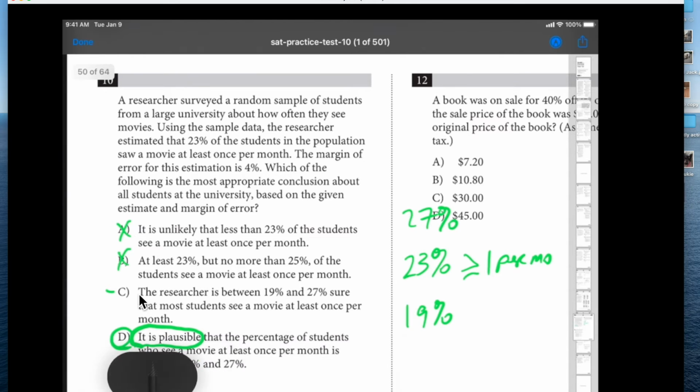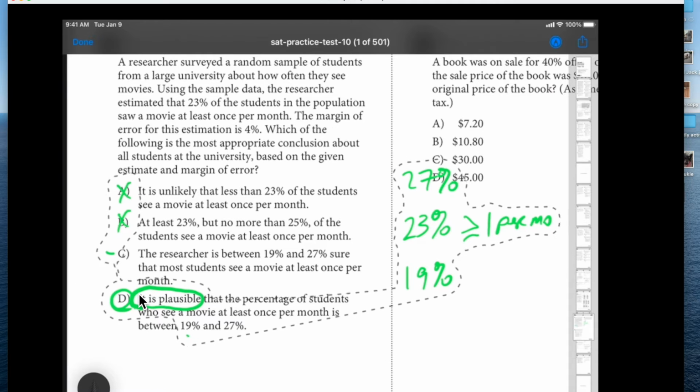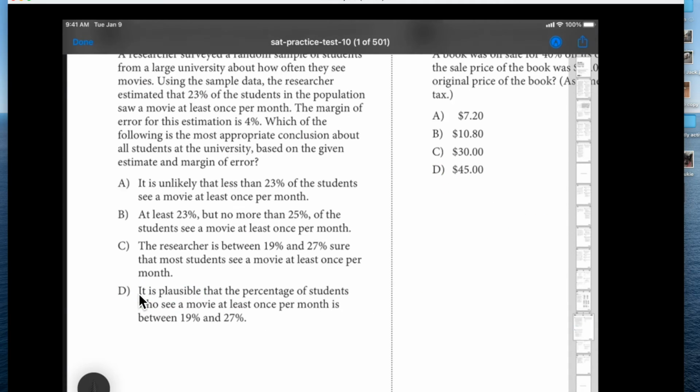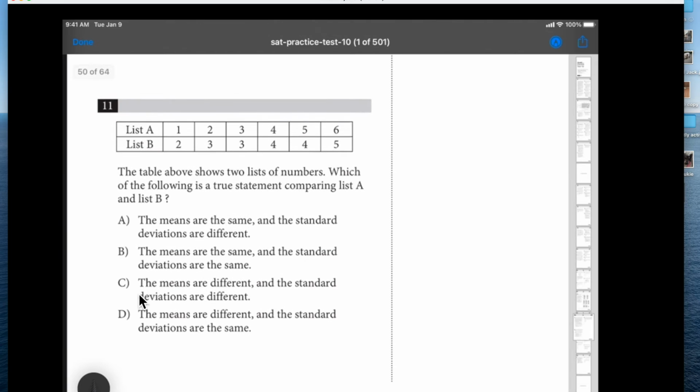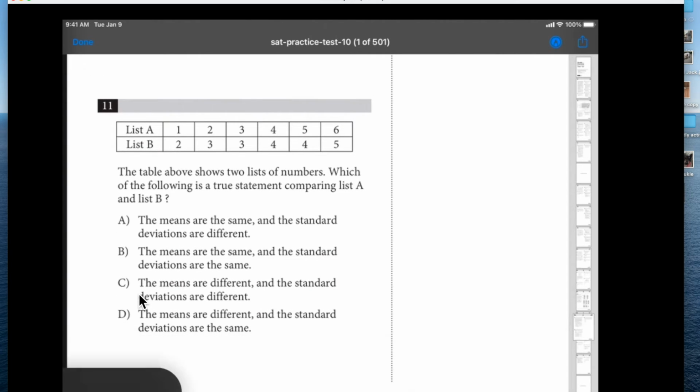Next one. We're up to number 11, but let's erase this. Okay, what's going on here? So here we have a couple of lists, and they want to know about the mean and the standard deviation. The first thing I'm going to do is take the mean. Another word for mean is the average.